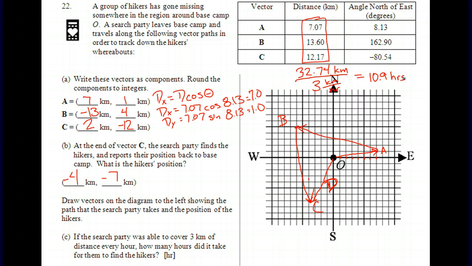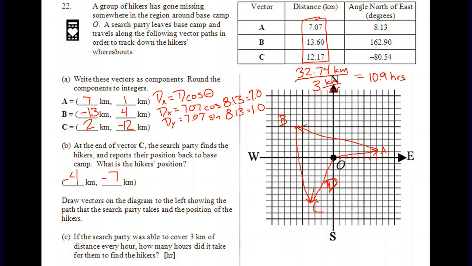So yeah, add the numbers that I put in the box together, and you get 32.74. So that's the total distance that they walked divided by their speed, and that gives you their time, how long it took to walk that far. So they were out searching for 11 hours before they found them. Okay. Basically, 10.9, but 11.